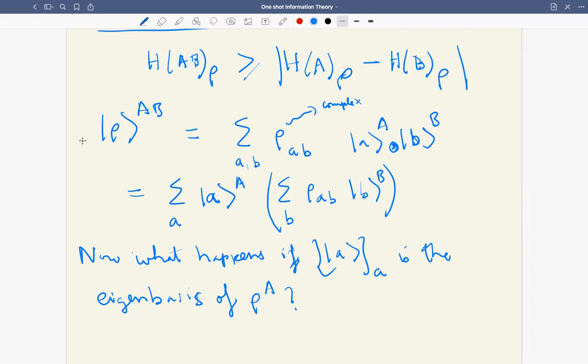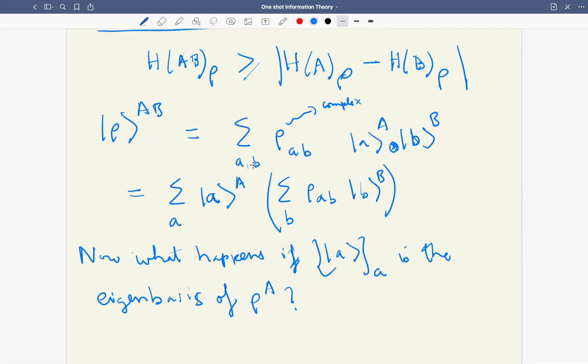In fact, that's not even true, because this is a vector rho AB. So if I treat it as a density matrix, it's a rank 1 density matrix. So it has only one eigenvector with eigenvalue 1. The other eigenvectors have eigenvalue 0. And the eigenvector with eigenvalue 1 is this full expression, this full summation. So in fact, this ket A tensor ket B cannot be an eigenvector in general of the density matrix rho A. So that's not what I'm doing.